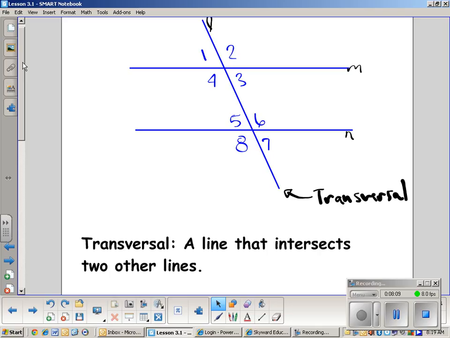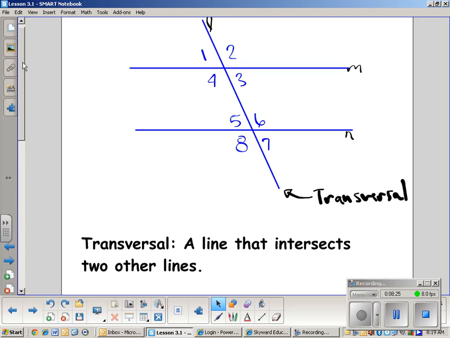Go ahead, Emily. 3 and 6. Any others? Go ahead, Jared. 4 and 5. Same side of the transversal, inside the parallel lines.